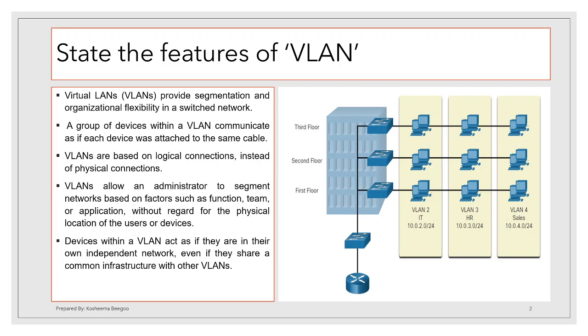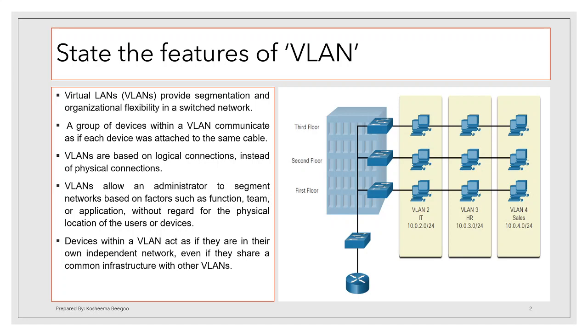Now, virtual LANs provide segmentation and organizational flexibility in a switch network. So virtual LANs divide the devices into several VLANs. This is what segmentation means. A group of devices within a VLAN communicate as if each device was attached to the same cable. They're based on logical connection. The administrator would segment networks based on factors such as function, team, or application, without regard to the physical location of the users or devices.